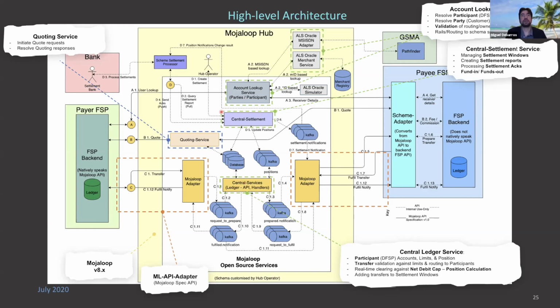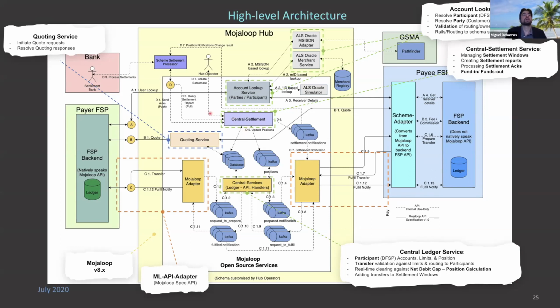You'll also see here a central settlement component, which interacts with the actual central database and Kafka components. It's listening for position changes. Depending on those kind of interactions, it may do things. And for example, there's also notifications that get sent out to FSPs on position changes, etc., or on settlement changes, etc.